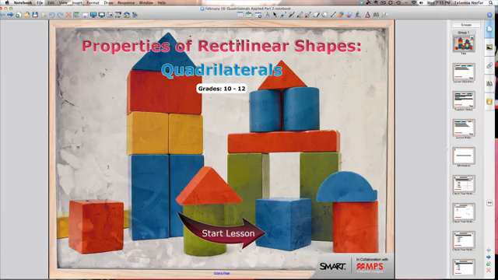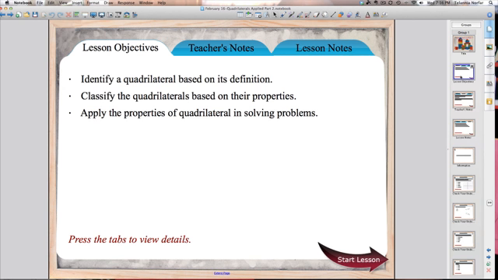Hi, Generals. Well, we are concluding our look at quadrilaterals, which is a huge portion of the geometry EOI. Again, if you'll recall, all this week we've been working on identifying a quadrilateral based on its definition, classifying quadrilaterals based on their properties, and now we're working on applying the properties of a quadrilateral and solving problems.